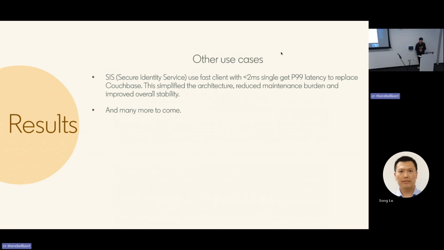And we have some other use cases like SIS, our secure identity service, that use fast client single get. With less than 2 millisecond P99 latency, they were able to get rid of Couchbase, which simplified their architecture, reduced maintenance burden, and improved overall stability. And hopefully we'll have many more use cases to come in the future.